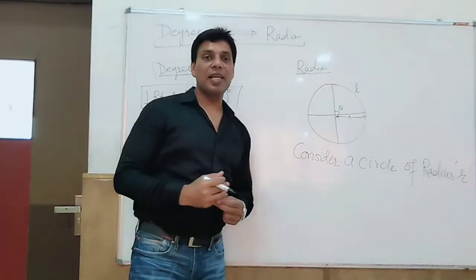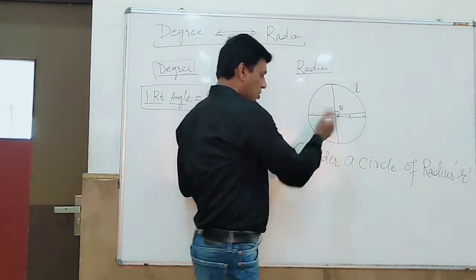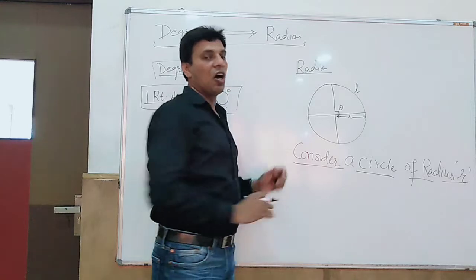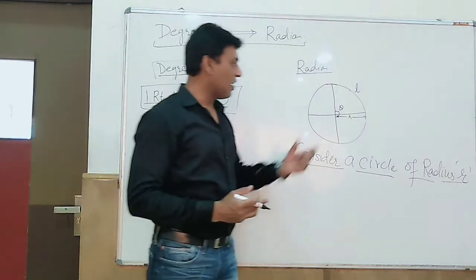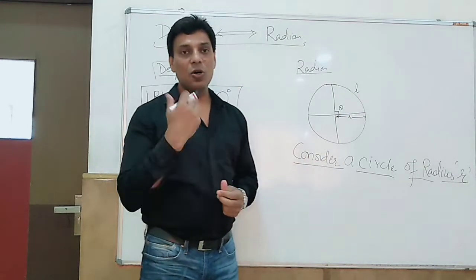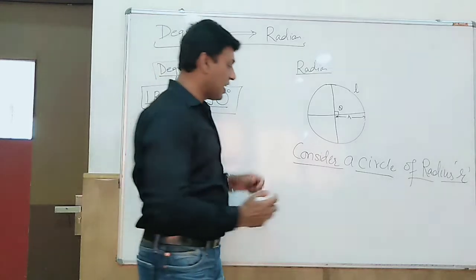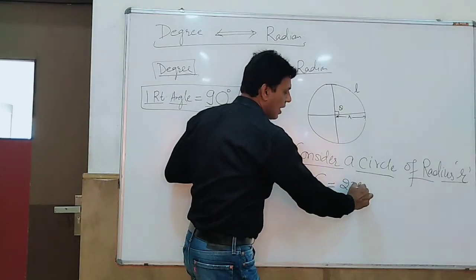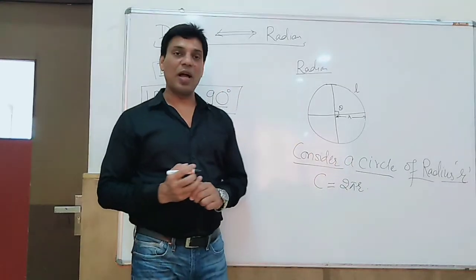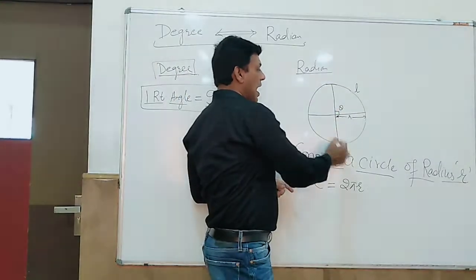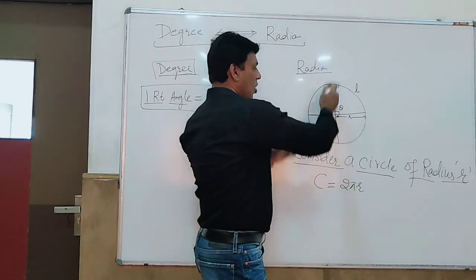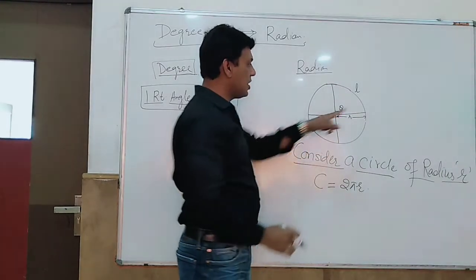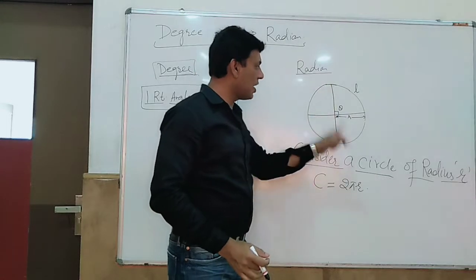Now come to the radian system. Suppose I am considering a circle of radius r. If its radius is r, what would be the circumference? The circumference, that is C, will be 2 pi r. I have drawn a quadrant like so. These 4 arcs are of equal length.